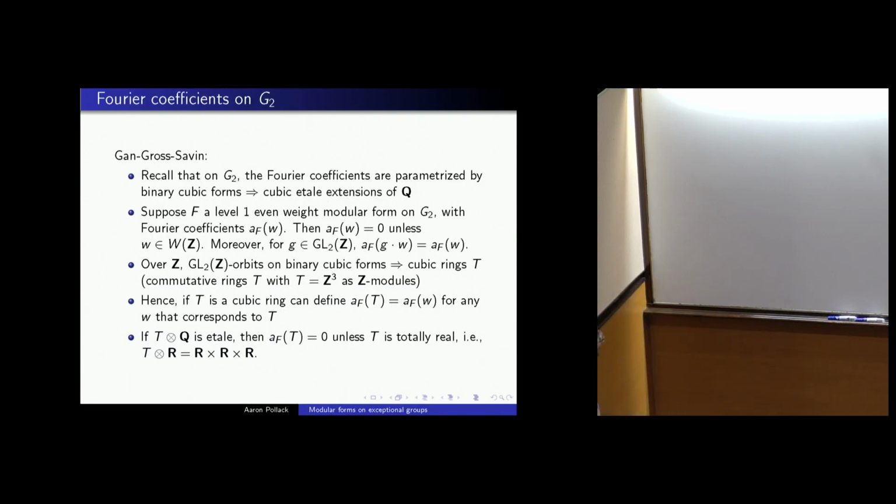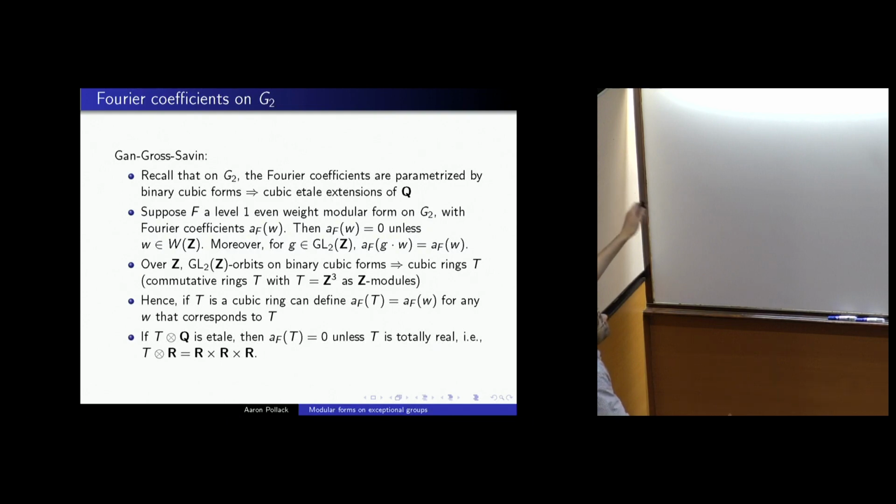So finally, I want to mention something about L functions. On G2, the Fourier coefficients are parameterized by binary cubic forms, which you can also think of as giving you totally real cubic extensions of Q.